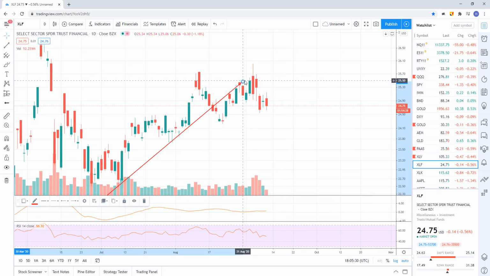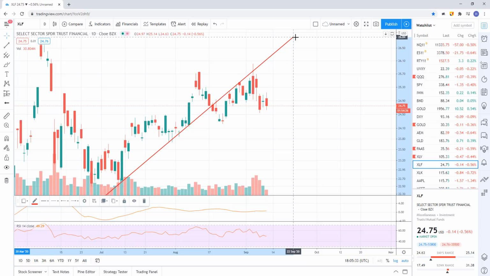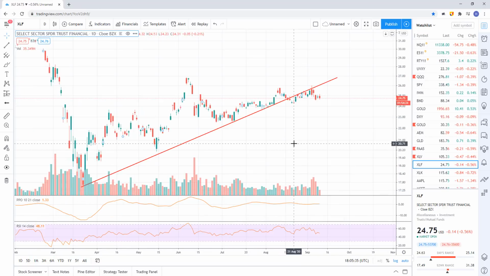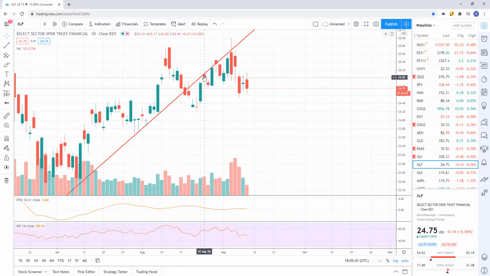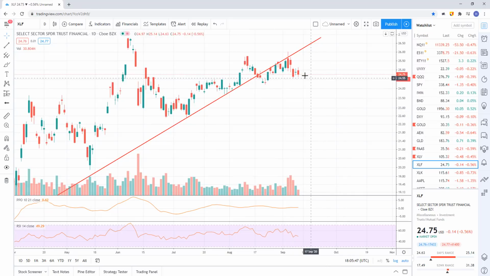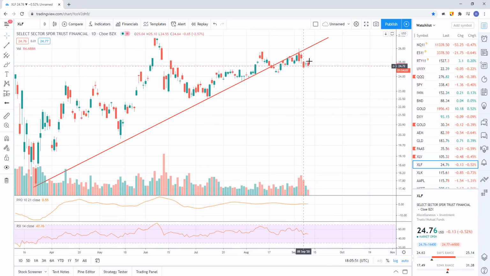XLF, moving on. Still hanging in there, but below support, and continues to be rejected at resistance. So here's your March rally for 2020 on XLF. We broke. We did several back tests. We're now starting to break down and starting to move farther down, and potentially starting a new trend to the downside, essentially.